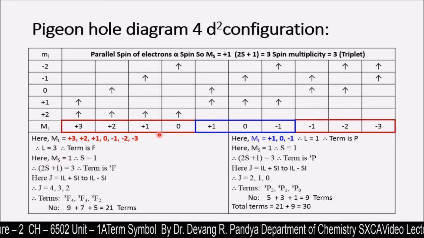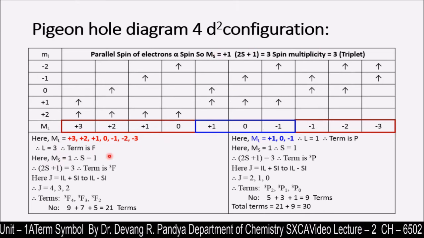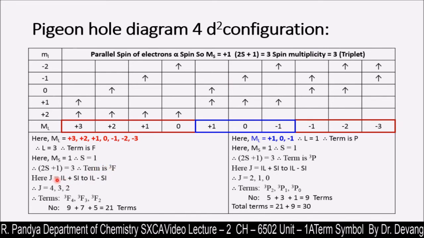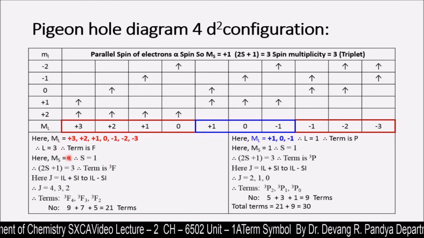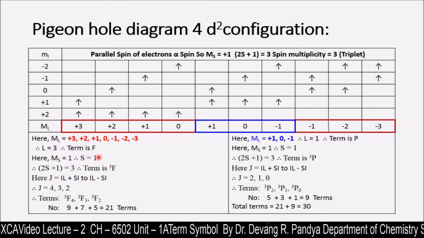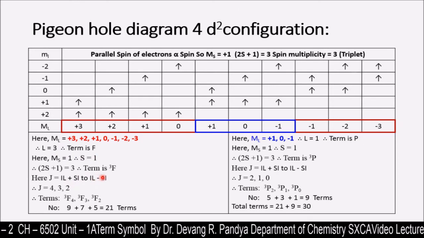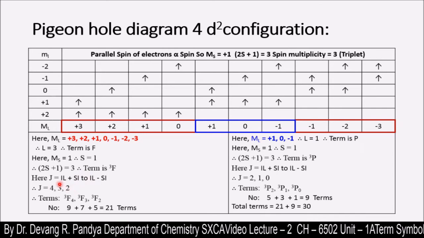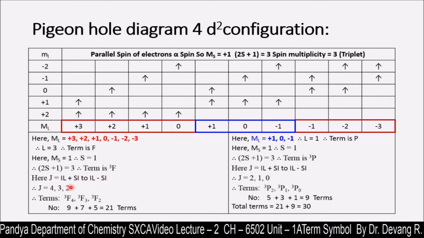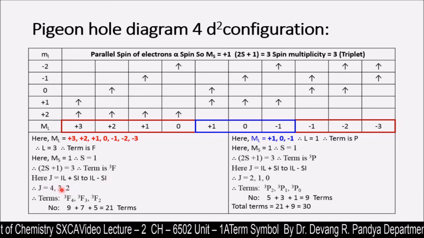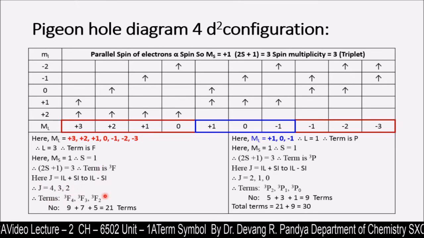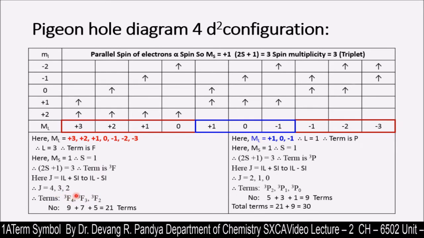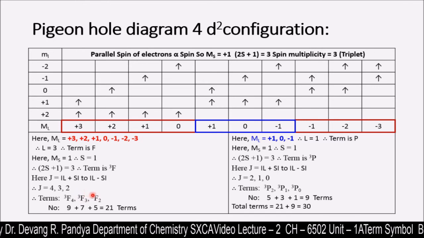Now M subscript S value, you can see it is common for all this arrangement. So triplet is there, so our term symbol would be triplet F. For J value, you can take L plus S. Now L is equal to 3, S is equal to 1. So from L plus S to L minus S: 3 plus 1 that is 4, and 3 minus 1 that is 2. So 4 to 2, that is 4, 3 and 2. Three J values are possible, and for that three different term symbols would be there: triplet F4, triplet F3, triplet F2.